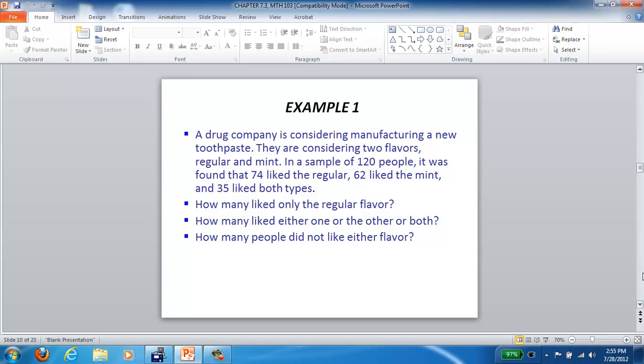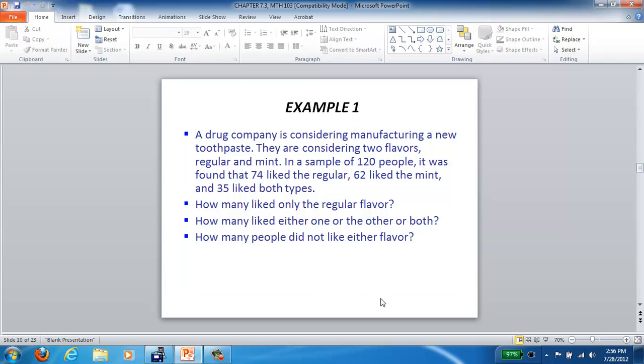Let's see an example of how to create a Venn diagram. In this case we have a sample of 120 people where we found that 74 liked the regular, 62 liked the mint, and 35 liked both flavors. The questions are: how many liked only the regular, how many liked one or the other, and how many people did not like either flavor. In the Venn diagram, the first step is to find the people that like both, starting with the intersection. So you have 35 people that like both.